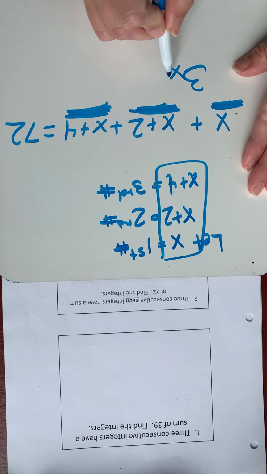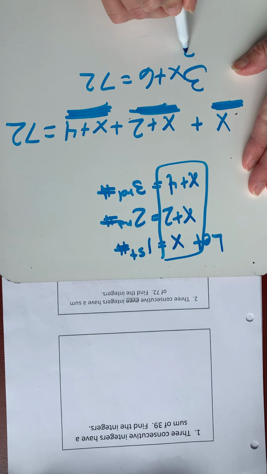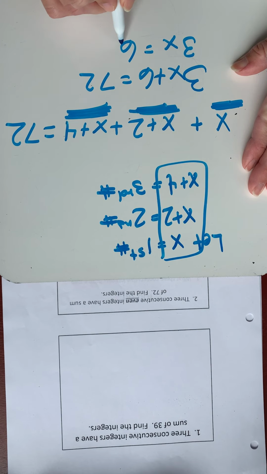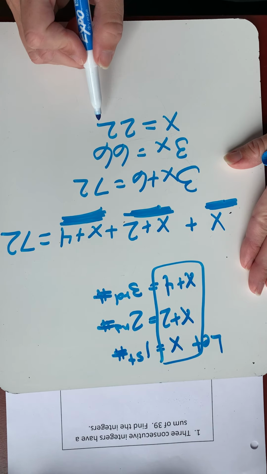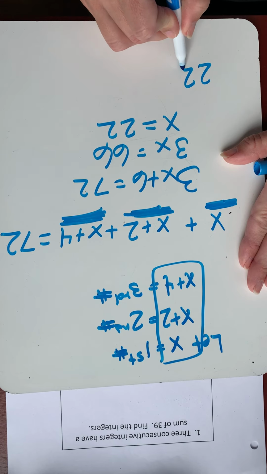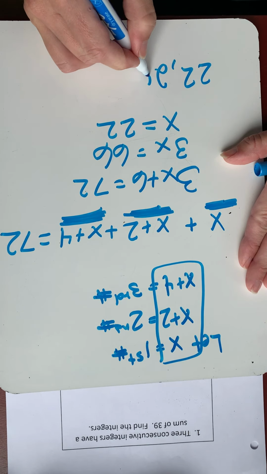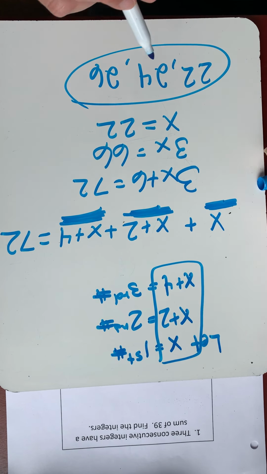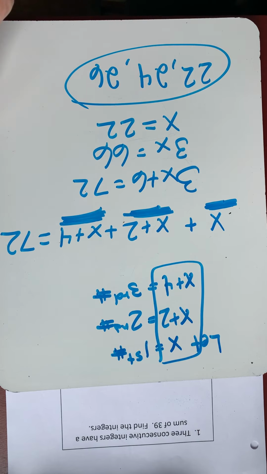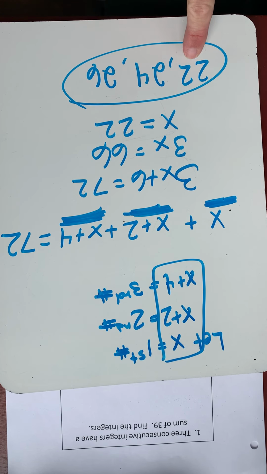Now I solve it. 3x plus 6 equals 72. 3x equals 66. x equals 22. Good. My answer is an even number, and that's what the problem wanted in the first place. So what are the numbers? 22, 2 more than that, and 4 more than 22. There we go. 3 consecutive even integers whose sum is 72, and you can check. 22 plus 24 plus 26 is 72.